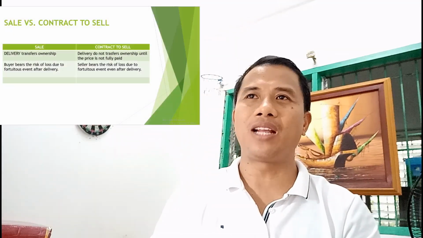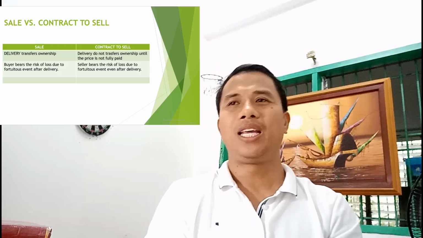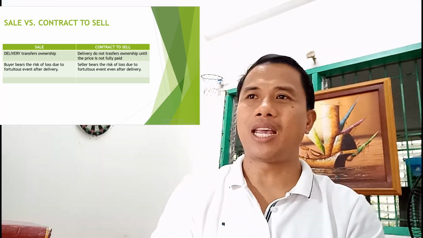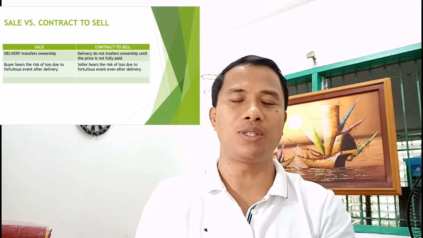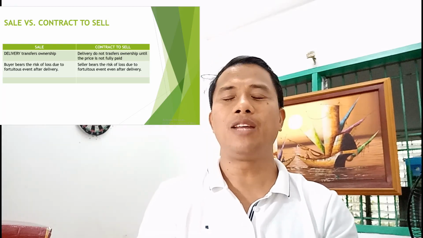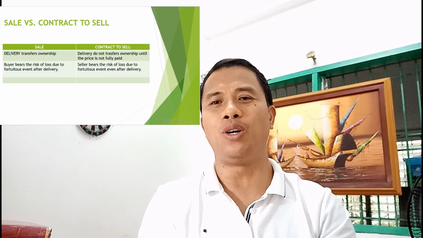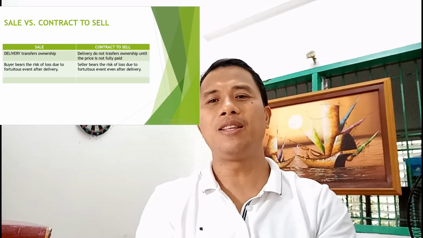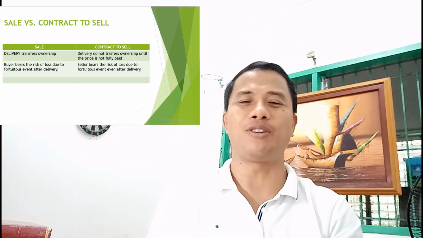Okay, let's go to sale versus contract to sell. Well, in sale, delivery transfers ownership, but in the contract to sell, it's not delivery that transfers ownership, but the payment, full payment of the price. In sale, the buyer bears the risk of loss due to fortuitous event after delivery, because you need to take note, in sale, delivery transfers ownership. And we follow the rule on res perit domino, or the thing perishes with the owner. So since it is already delivered, the buyer is now the owner. And so therefore, when it is lost due to fortuitous event, then the buyer should bear the risk of loss in the contract of sale.